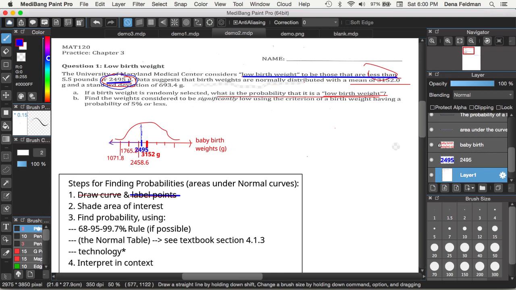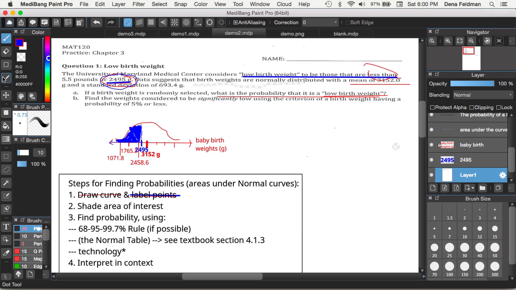Well, that's why the next step, if you will, here is shade that area that I'm interested in. I'm kind of interested in this area right in here, so I'm going to just shade it in a little bit. I want to know what percentage of all of the area, meaning of all of the space between the curve and the flat line, what proportion is below 2,495?